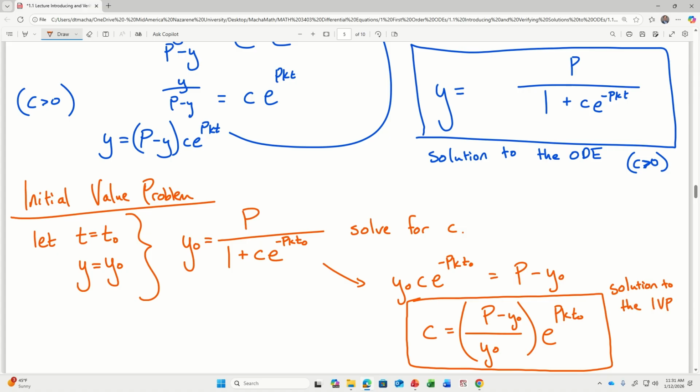So I use the letters ODE because ODE stands for ordinary differential equation. That's the solution to my ordinary differential equation. And then in orange, that's the solution to my initial value problem, IVP. Questions?